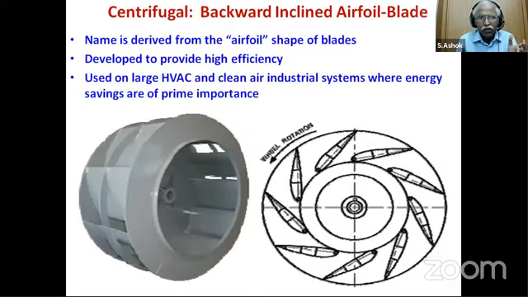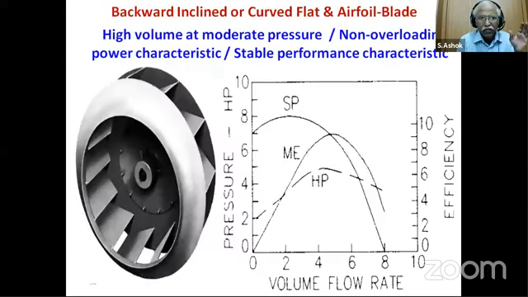The centrifugal blowers that we are supposed to use in air conditioning are airfoil blades only, because the airfoil impeller gives the maximum efficiency. If it is a dust-prone condition only, then you have to go for an inclined impeller. But if it is airfoil type, it is the best suited for air conditioning applications.